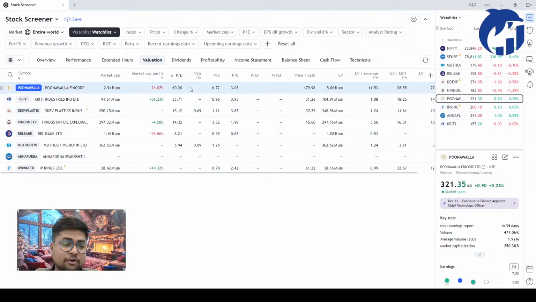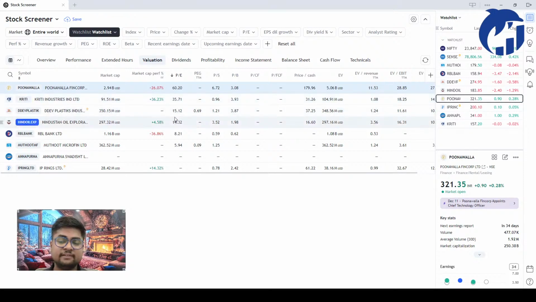So we were talking about P/E ratio. Just look at the P/E ratio of Kriti Industries. P/E ratio is 635. We have seen its competitors, its peers, having a P/E ratio of 50 to 60, but Kriti Industries is having an average P/E of 35 as of now, right?